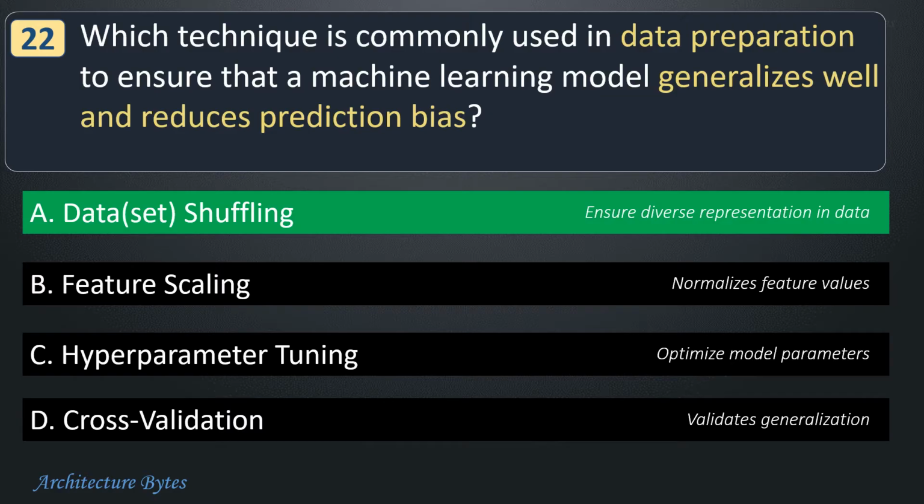Feature scaling standardizes or normalizes feature values to ensure that no single feature dominates the learning process. It does not directly reduce prediction bias. Hyperparameter tuning is the process of optimizing model parameters to improve performance, but it does not specifically address bias in the data preparation stage. Cross-validation is a technique for assessing how a model will generalize to an independent dataset by partitioning the data into training and validation sets multiple times. While it helps with model evaluation, it doesn't directly prepare the data to reduce bias.